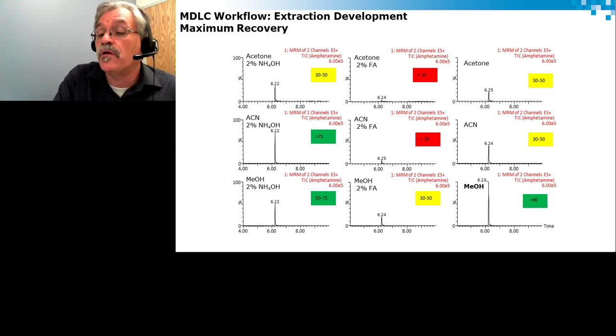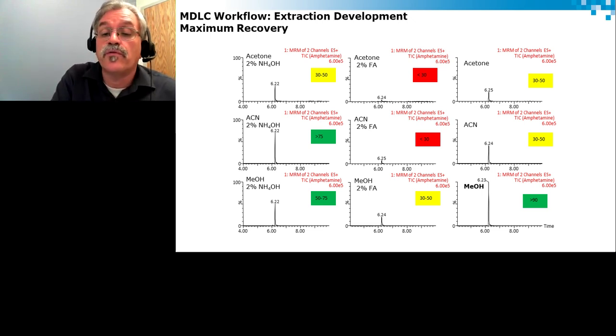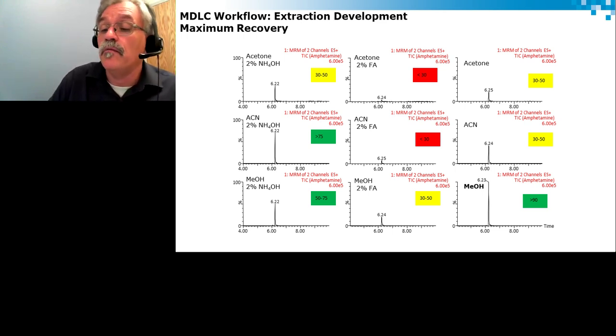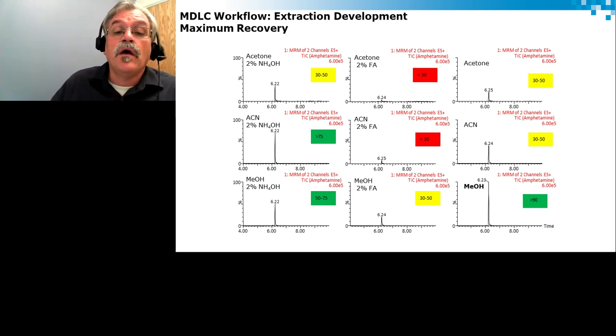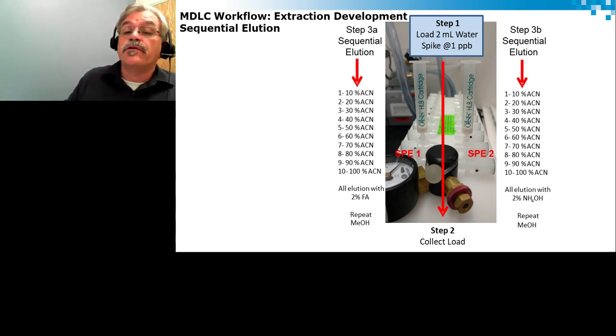So now in this case with amphetamines, we know that a methanol elution works better than at neutral pH with no additive, either pH 3 or pH 10, better than ACN and better than acetone. So this one behaves as a polar compound. Once we have that, it's one way of looking at how multidimensional chromatography can have an impact on your workflow. Another aspect here is that we can create what we call a sequential elution.